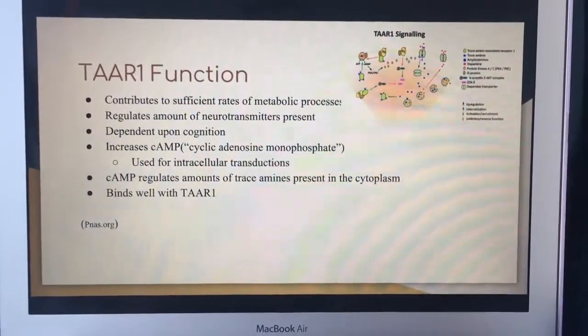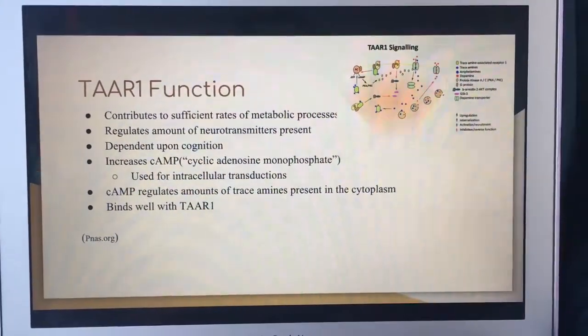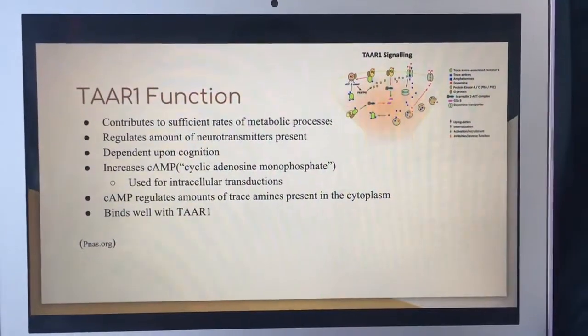Norepinephrine would be similar to adrenaline, which is an excitatory response, and it relates to arousal and memory. And another example would be dopamine. It contributes to sufficient rates of metabolic processes and digestion. It regulates the amount of neurotransmission that is present. It's dependent upon cognition and its impacts. It increases cAMP, which is used for signal transduction, and it binds well with the TAAR1 receptor.